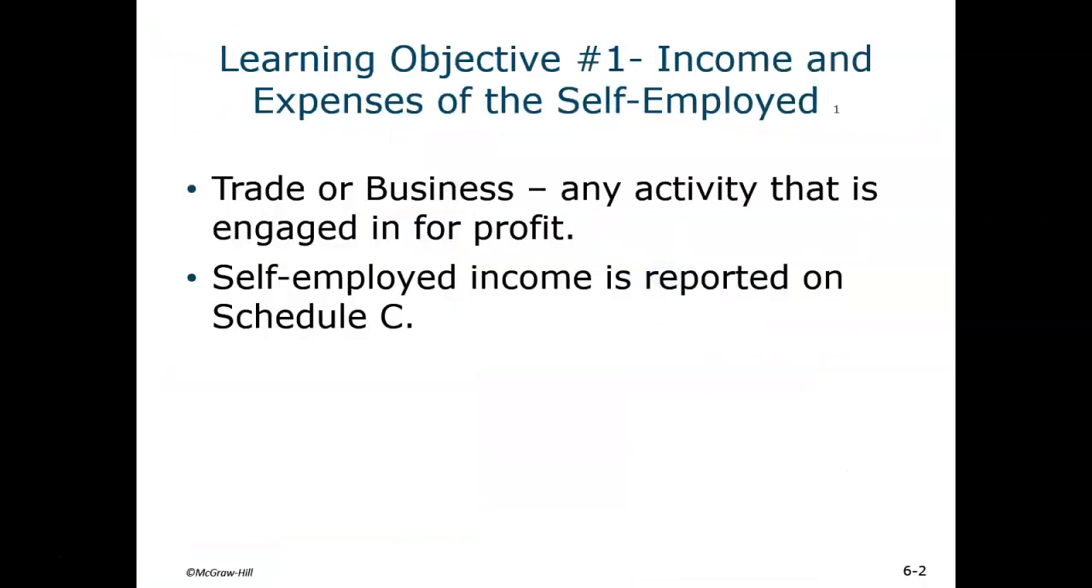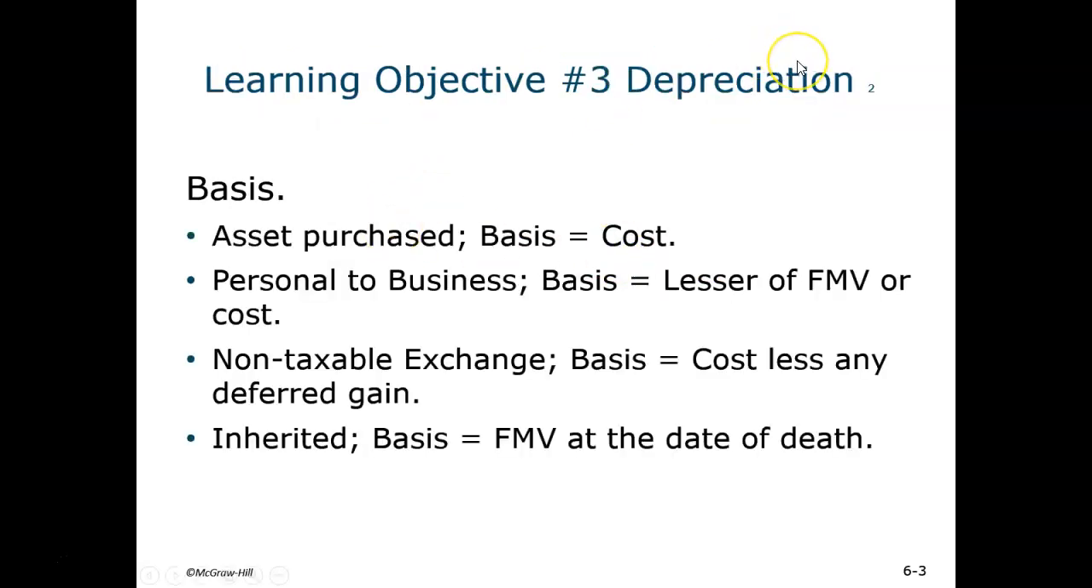Now, as we said, learning objective number 1, income and expenses of the self-employed. Self-employed income is reported on Schedule C. And on the Schedule C, we're going to show the number for depreciation, but we're actually going to calculate that on another form, the form 4562, which we'll be seeing in a few moments, and then we bring it over to the Schedule C. All right, so let's just jump into depreciation right now.